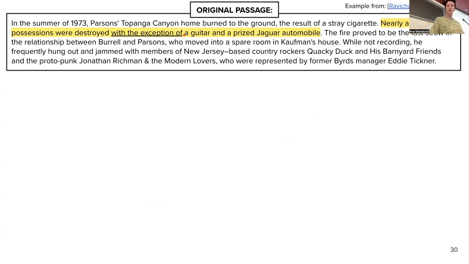This passage has many things in it, but the important part is the one I highlighted in yellow, saying nearly all of this guy's possessions were destroyed with the exception of a guitar and a prized Jaguar automobile. We developed this dataset to test models' ability to reason about implications of negation. Negation here is expressed with "with the exception of." In this dataset, we make those local neighborhoods around this point by asking our annotators to make three edits to this original passage, with the goal to also cover these different skills that we, the creators of this data, deem necessary to test the model's ability to reason about negation.